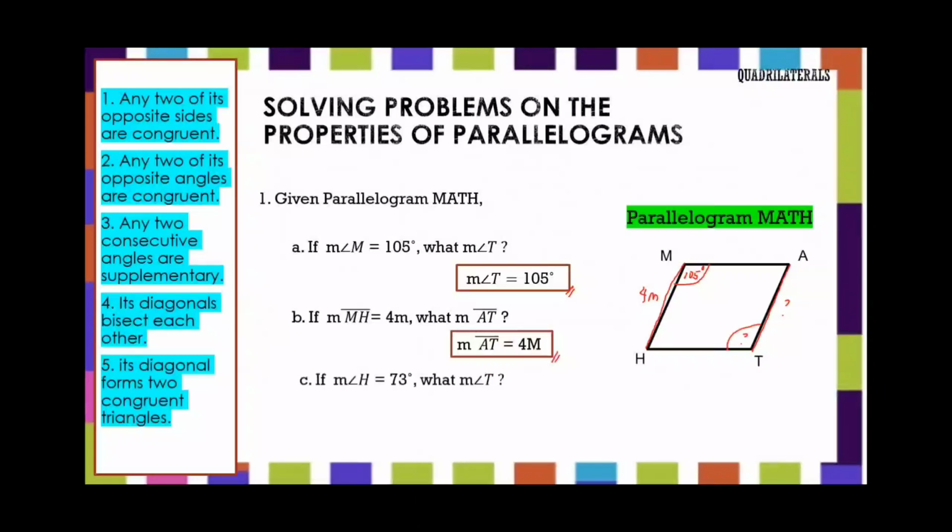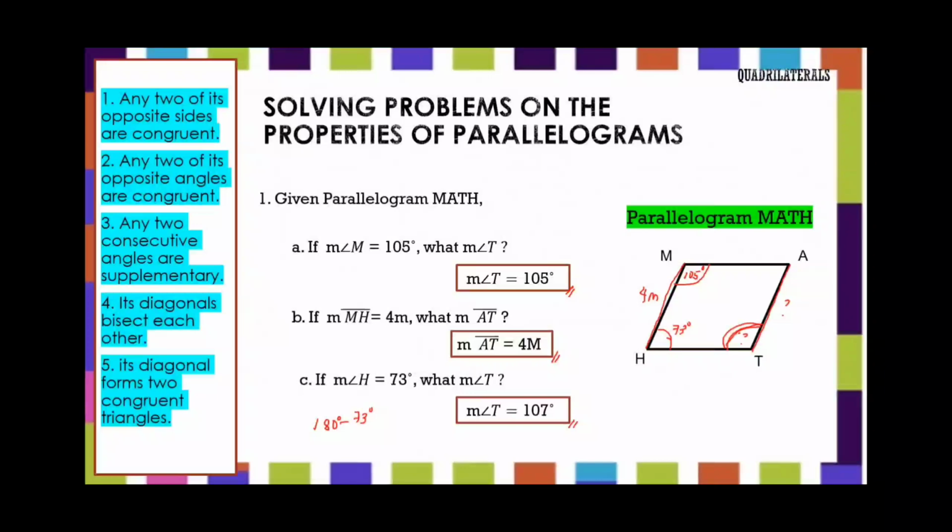Okay? Next. So, if the measure of angle H is 73 degrees, what is the measure of angle T? Ano kaya ang measure ng angle T? So, observe nyo ulit. What pair of angle is angle H and angle T? Okay. So, they are examples of consecutive angles. And take note that consecutive angles are supplementary. So, meaning, kapag pinag-add natin yung measure ng angle H and the measure of angle T, kailangan equal sa 180 degrees. So, paano natin kaya makukuha yung measure ng angle T? Okay, so we're going to subtract 73 degrees from 180 degrees. And we can get that the measure of angle T is equal to 107 degrees.